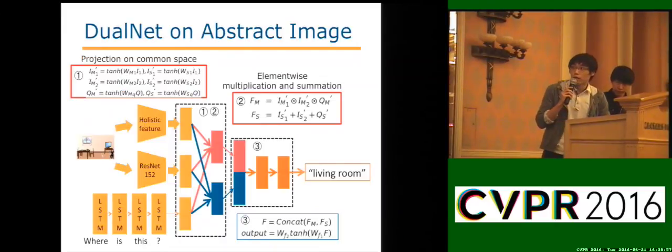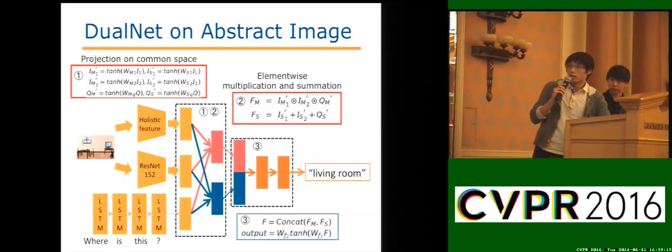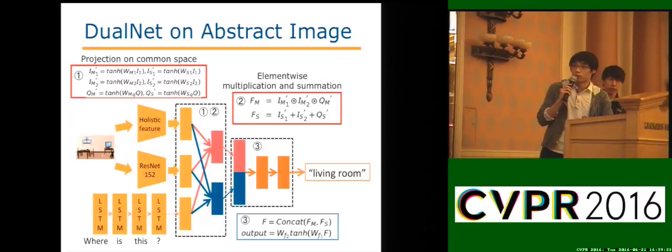Our proposed network architecture is on this slide. We used holistic feature and feature from ResNet as image features and generated sentence feature by LSTM. First, we projected the image feature and sentence feature into common space. We prepared two kinds of common space. The first one is common space for the multiplication, and the second one is for summation.